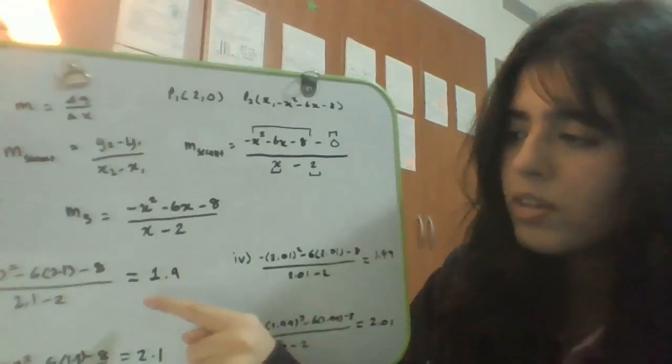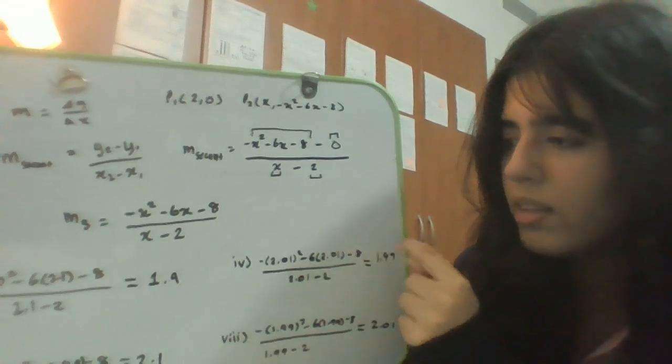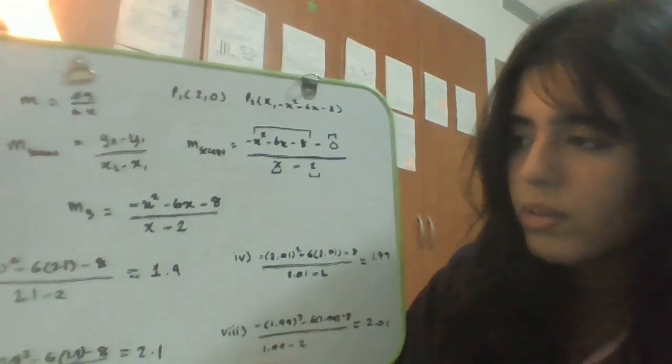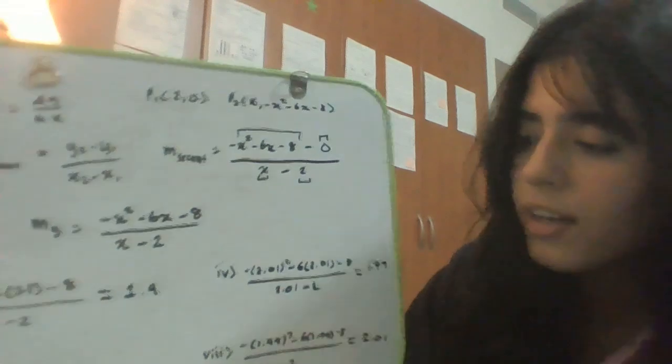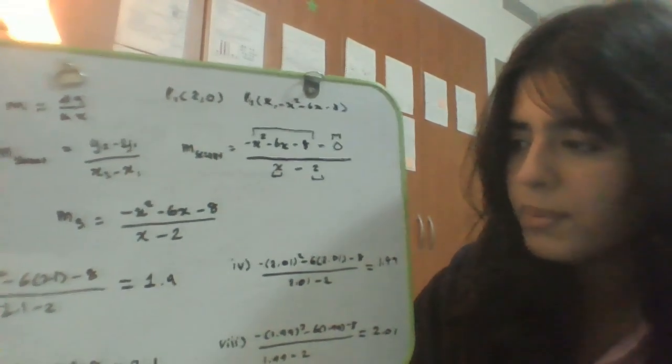From here it's approaching 1.9, then 1.99, and then it stops there. And then on the other side, when we start at 1.9, it's approaching 2 again, except it's getting closer from the opposite side.